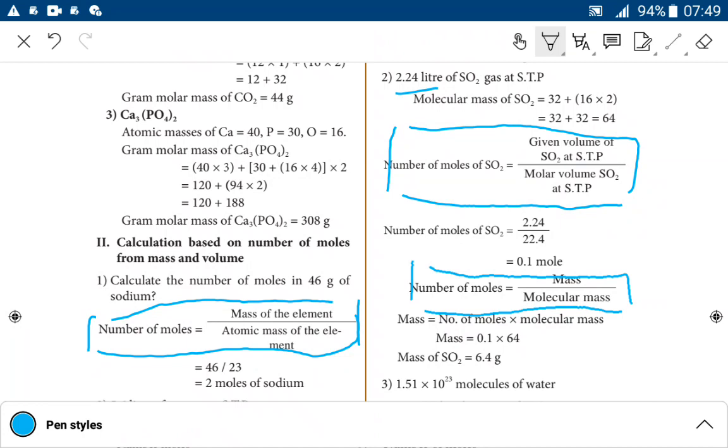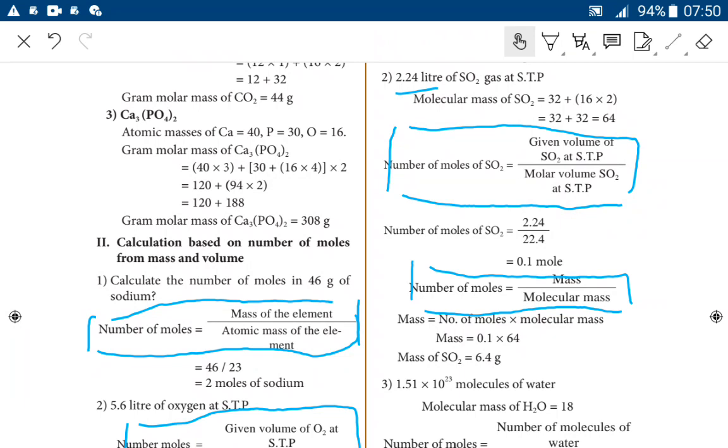So from this you can get mass is equal to number of moles into molecular mass, because we already know the number of moles. So the number of moles is going to be substituted. So mass is equal to 0.1 mole into its molecular mass. Molecular mass of sulfur dioxide is 64. Sulfur is 32, and for oxygen, one oxygen atom has atomic mass 16. Two atoms are there in sulfur dioxide, so 2 into 16 is 32. So 32 plus 32 is 64. So 0.1 into 64 is 6.4 gram.